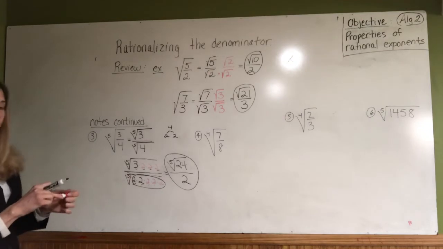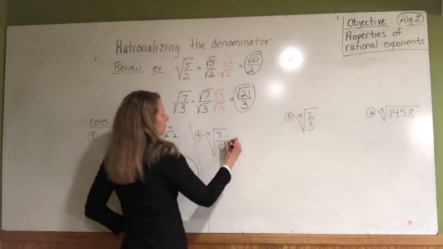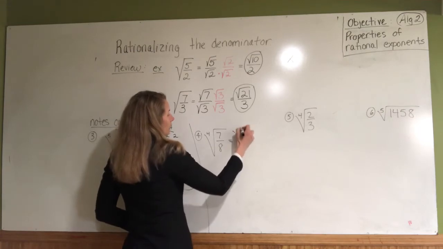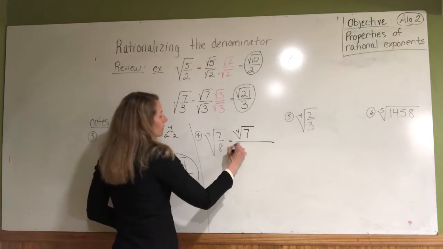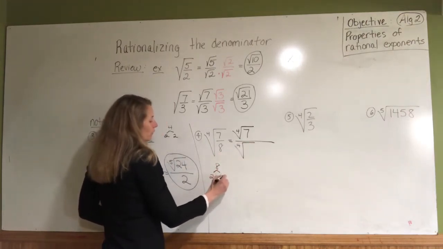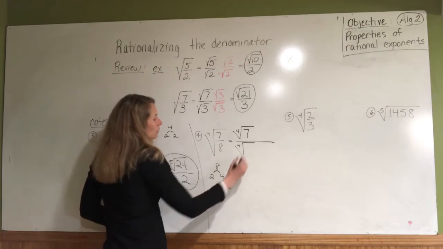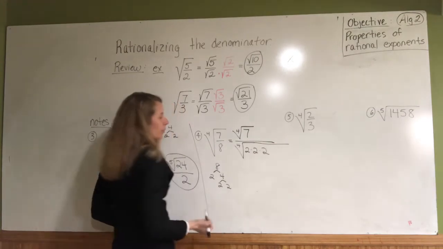So let's try number 4. So in number 4, again, I'm going to separate it. The top number, you're just going to write it exactly as it is. It's still in a 4th root. On the bottom, however, what are my factors of 8, right? 2 and 4, 2 and 2. So I can rewrite that as 3 2's being multiplied together.